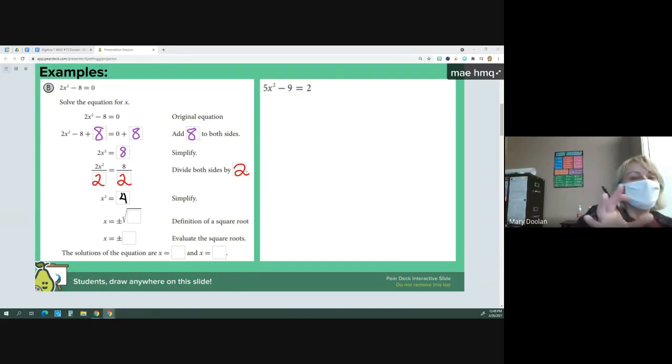So up until this point, this should be very familiar from solving a two-step equation. We haven't done anything that's crazy yet. This is the new part now. The new part is where we're going to use the definition of a square root, which means instead of x squared equals 4, we're going to rewrite it as x equals positive and negative square root of 4.